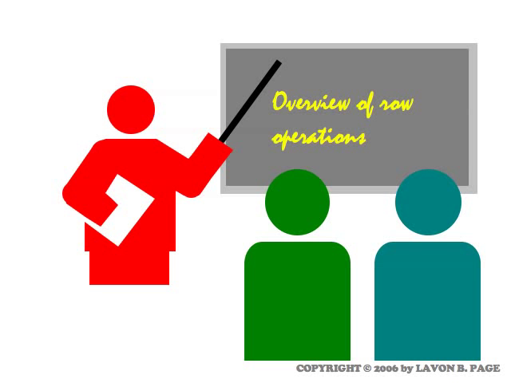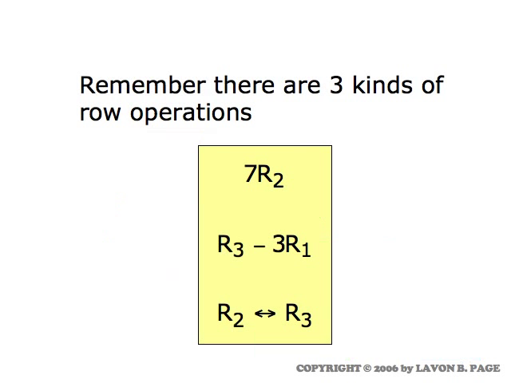This movie gives a brief overview of the strategy for choosing your row operations, no matter what it is you're trying to do, whether it's to solve a system or to find an inverse. Remember, there are three primary kinds of row operations.